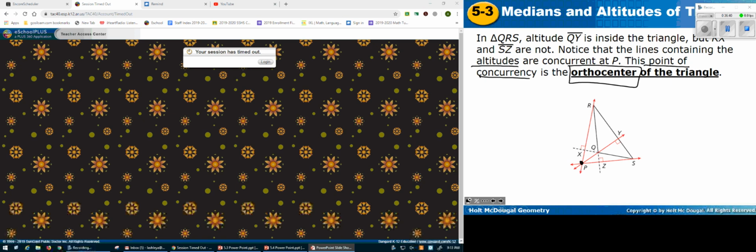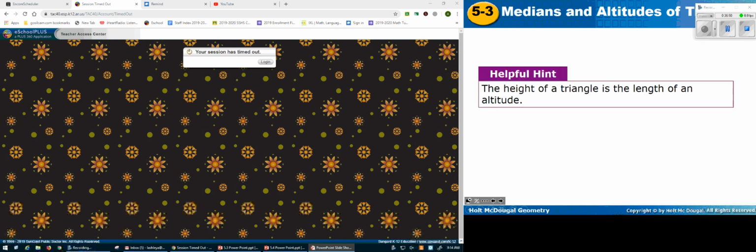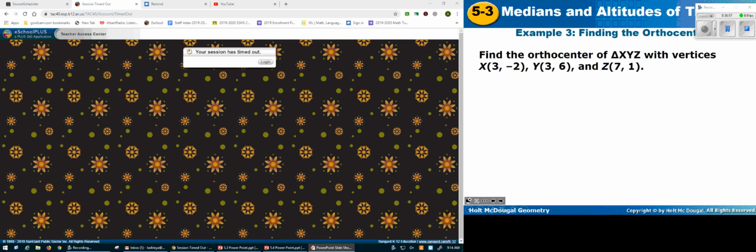But there's not going to be a special theorem that says it's equidistant to something or that it splits it into 2/3 and 1/3. So there's not another relationship you have to memorize. Okay? Any questions about the orthocenter? All right, the orthocenter is made by altitudes, and again, the altitude is just the height of the triangle.